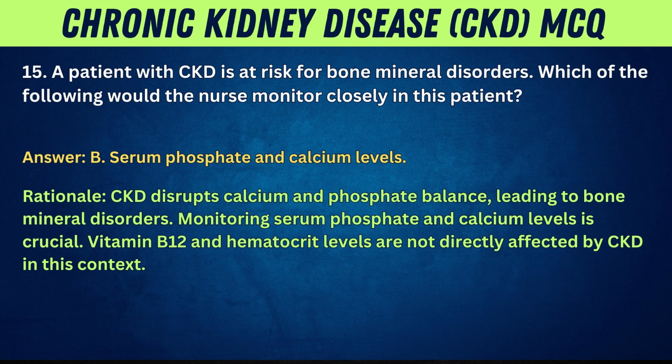Rationale: CKD disrupts calcium and phosphate balance, leading to bone mineral disorders. Monitoring serum phosphate and calcium levels is crucial. Vitamin B12 and hematocrit levels are not directly affected by CKD in this context.